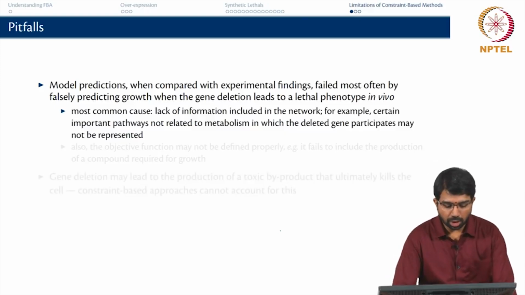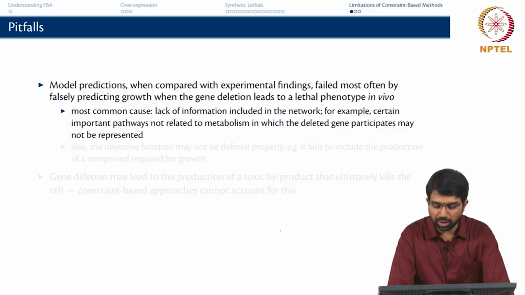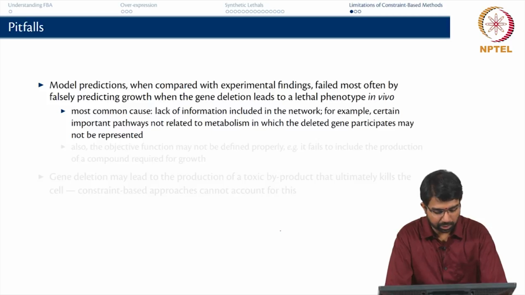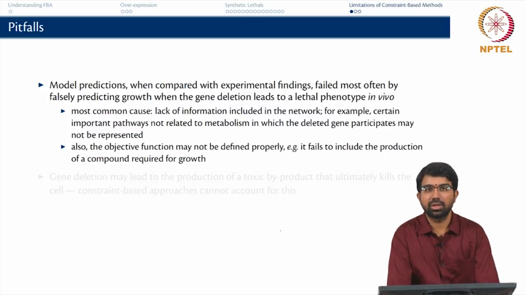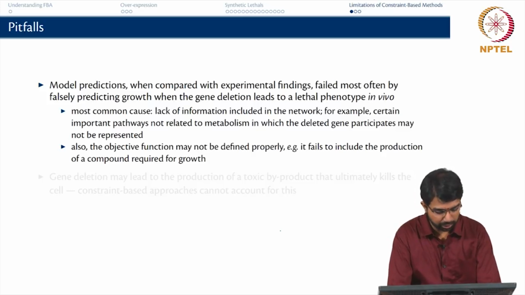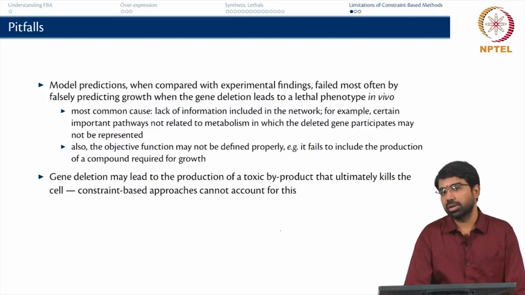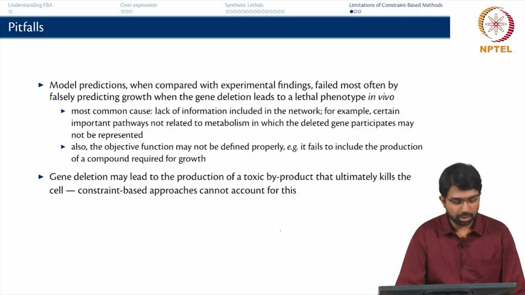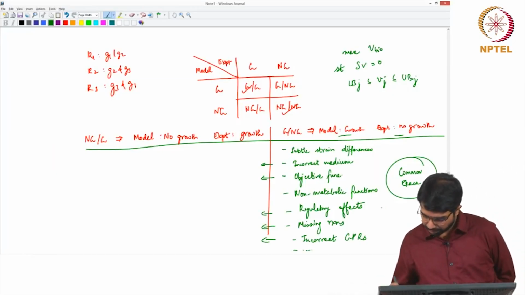Right. So, the most common cause is lack of information included in the network. For example, certain important pathways not related to metabolism in which the related gene participates may have been ignored. Of course, the objective function may not be defined properly, it does not include an important compound necessary for growth, and gene deletion may lead to the production of a toxic byproduct, right, which accumulates. So, this is something that we do not account for. Right. So, here we can add that. Right.